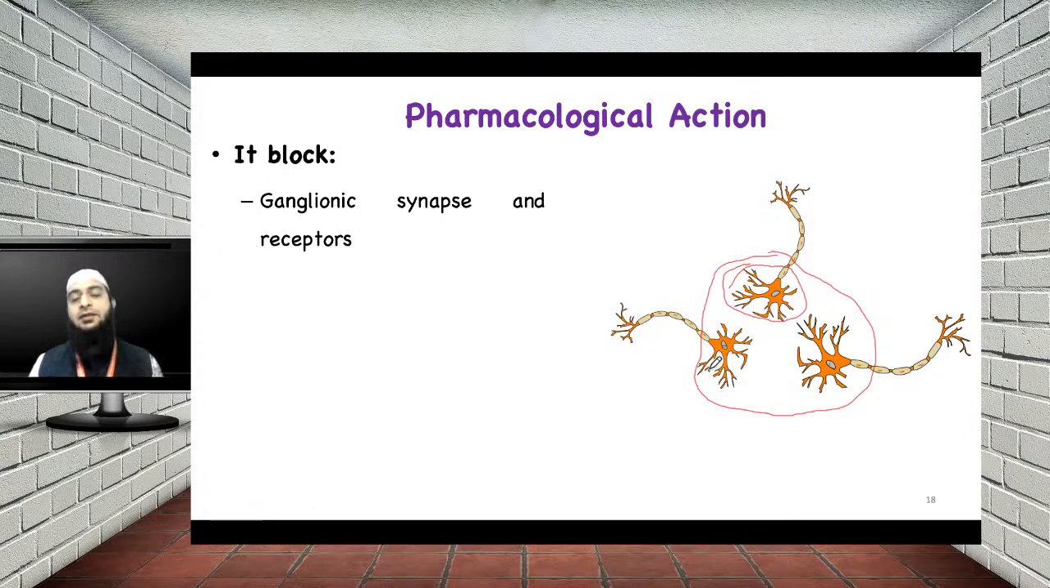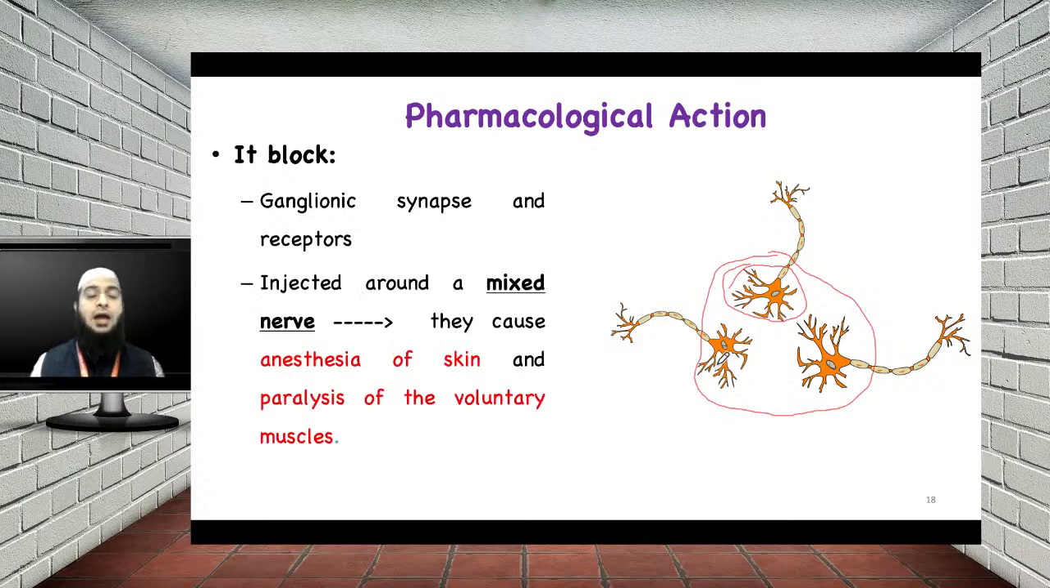If it can block the ganglionic neurons or ganglionic synapse and the receptor, that message will not be conveyed to the brain and the patient will not suffer from the pain. As a result of that, if you give an injection around the mixed nerve. So what is a mixed nerve? There are two types of nerve, sensory nerves and motor nerves. But when these two nerves come together, that type of nerve plays the dual function of both sensory as well as motor function. Such a nerve is called a mixed nerve.